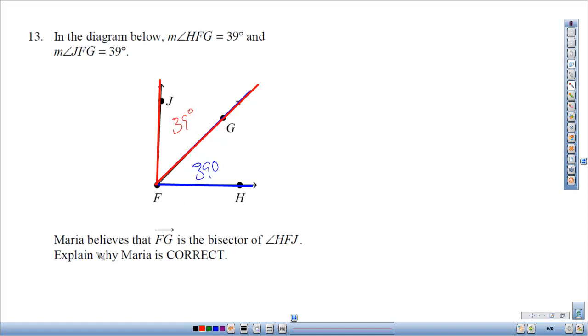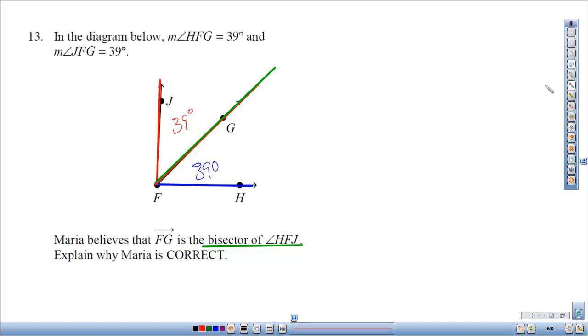Alright, then they tell us that this angle JFG, this red one right here, measures 39 degrees. And then it says Maria believes that ray FG, which one is ray FG? Ray FG, maybe I'll go green on this one. This is ray FG. Is what? The bisector of angle HFG.